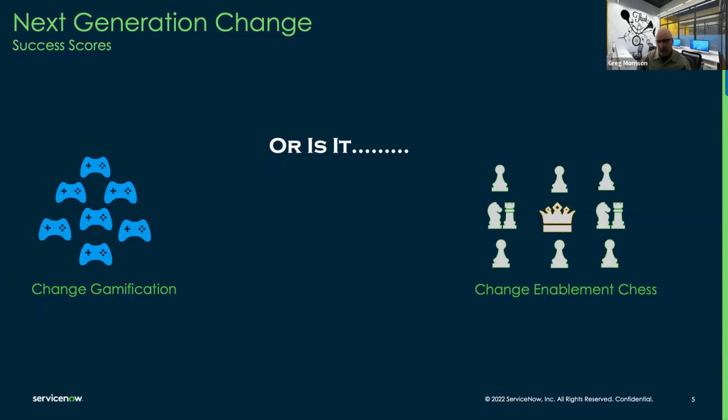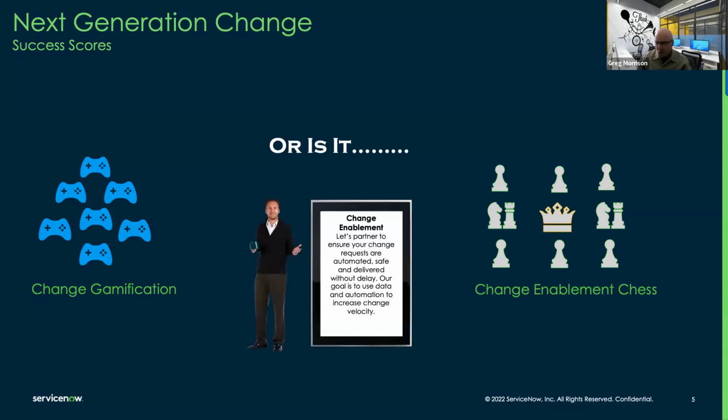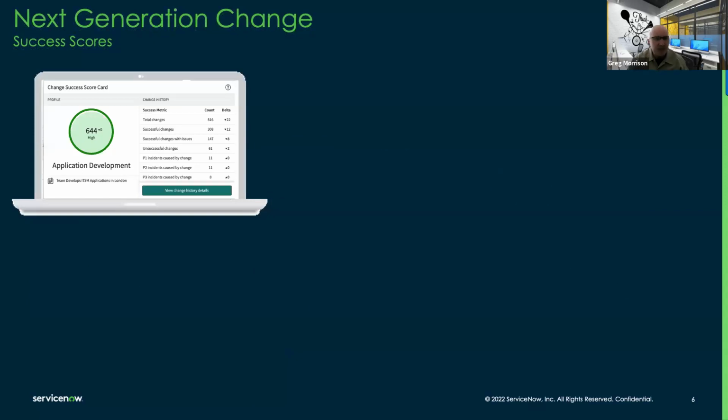The reason I say that is we're trying to help customers get to a place where it really is a data-driven approach to change that drives high velocity change into the organization while minimizing change-related incidents while also maintaining governance in the organization. So I think of this very much like a change enablement chess game. Let's talk a little bit about success scores and what we've done here.